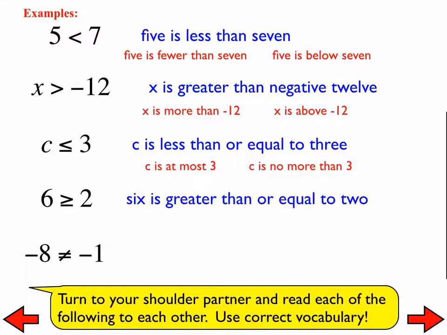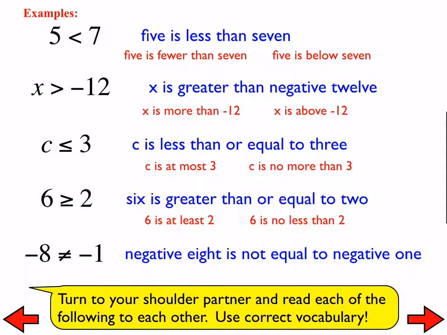I'll take the easy one. 6 is greater than or equal to 2. Another one. 6 is at least 2. The great thing I like about how you guys are phrasing them, they're going in the same exact order as my transitions here, so I don't have to bypass anything. What would be one other one? Yeah. 6 is no less than 2. Good. And then, of course, there's really only one way of saying this. Negative 8 is not equal to negative 1.